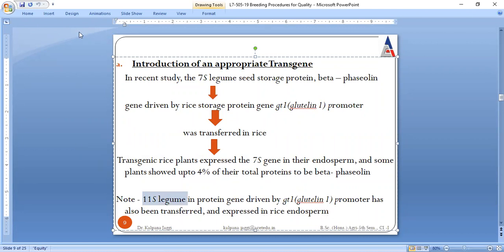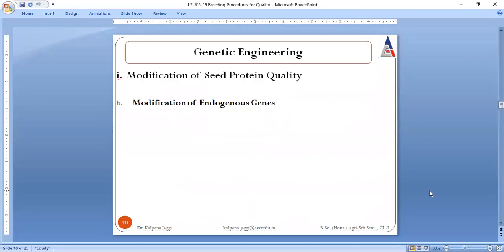in rice endosperm. So this is all about introduction, where we isolated the gene and introduced it into the host cell, and that host cell later allows the particular modification to take place, right? And what is that modification? It is all about the improvement of protein quality. This was the one we have discussed till now, that is introduction of an appropriate gene. That was the very first objective of modification of seed protein quality. But right now we are discussing the second one, that is modification of endogenous gene.